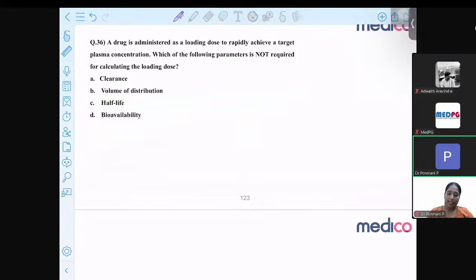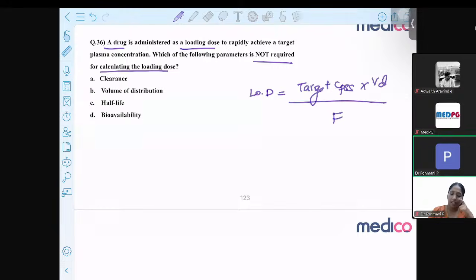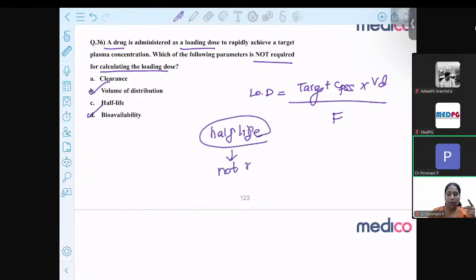Now coming to the next question. A drug is administered as a loading dose. Which of the following is not required for the calculation of loading dose? Just now we saw another question with loading dose. What is loading dose? How do we calculate it? It is calculated by target plasma concentration times volume of distribution divided by F. Volume of distribution is there, and bioavailability is there. So please remember, this is one point where sometimes a question can be twisted. In the previously asked question, we picked half-life as the answer for the parameter not required to calculate.